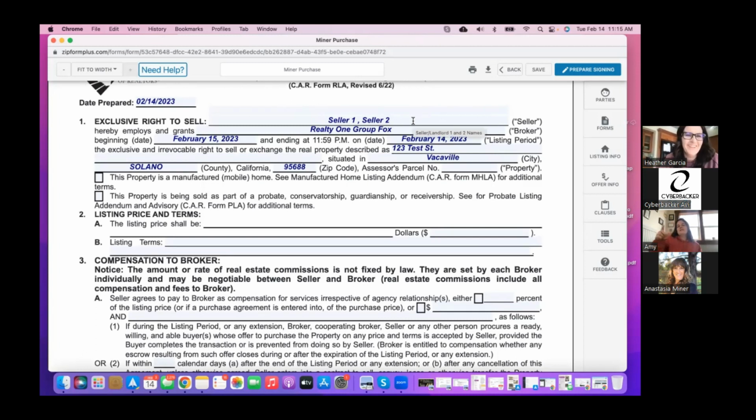When we get to the signature lines at the end, you'll see that there's a box, and that's where you would have, like, Heather Garcia signing as attorney in fact on behalf of, or whatever, and then the seller's name. That's right. Okay, I was like, wait, I don't remember doing that.